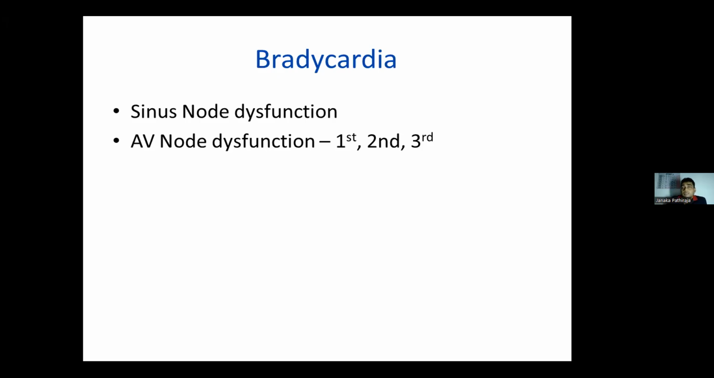Then AV nodal dysfunction could be first degree, second degree, or third degree heart blocks. All those are heart blocks, right? Then it could be other conduction tissue abnormalities. Mainly these problems are due to problems in the SA node or AV node, but sometimes it could be problems in the other areas of the conduction system. Any example, anybody?